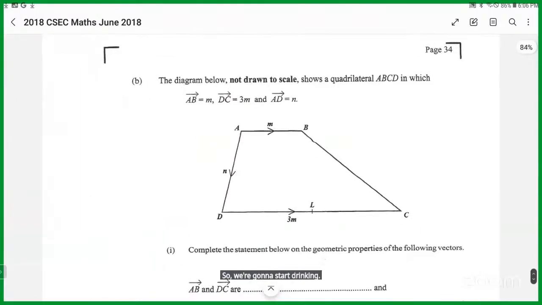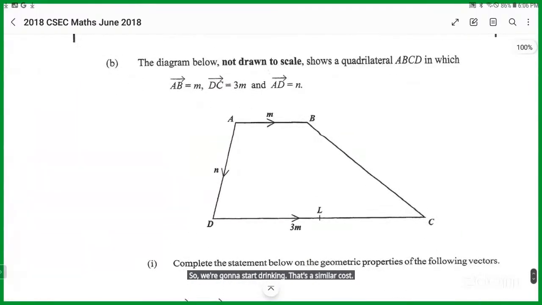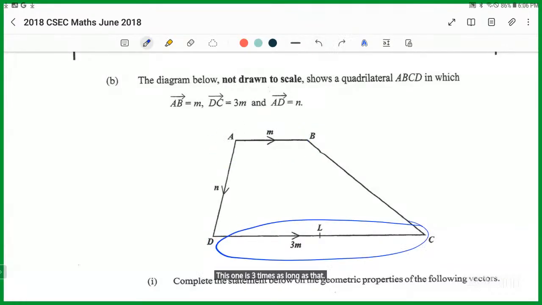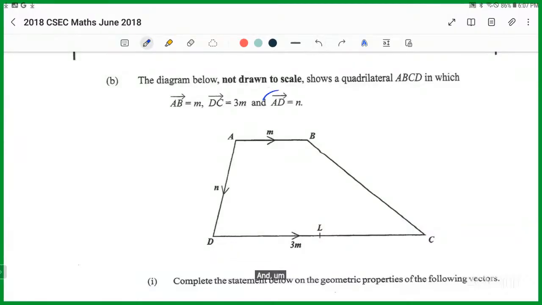So it's a similar question. June 2018. It says: the diagram below, not drawn to scale, shows a quadrilateral ABCD in which AB is the vector M as shown here, and DC is 3M over here. So these two sides are parallel. This one is 3 times as long as that. And AD is N, the vector N. Now note that AD is going in this direction and AB is going in that direction.